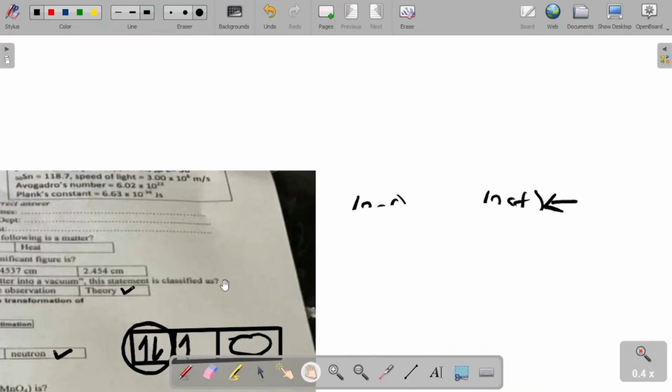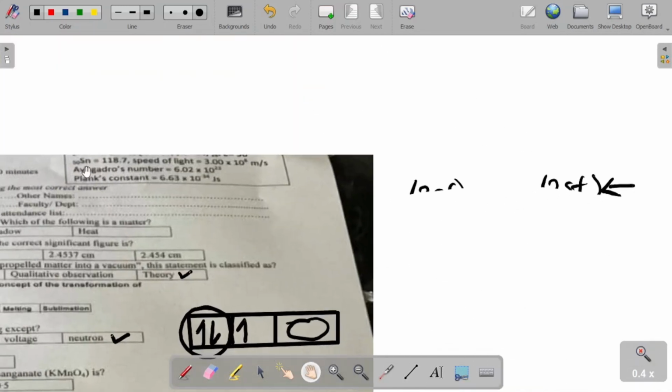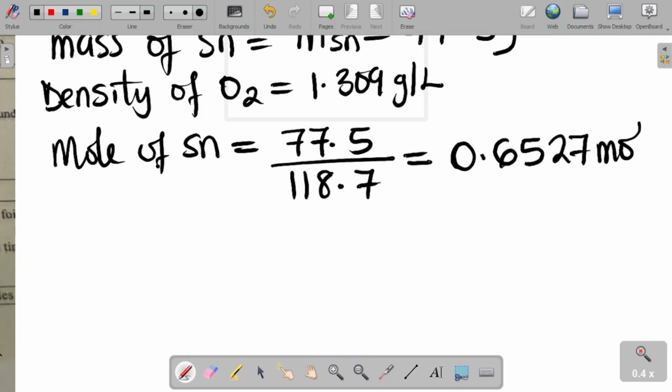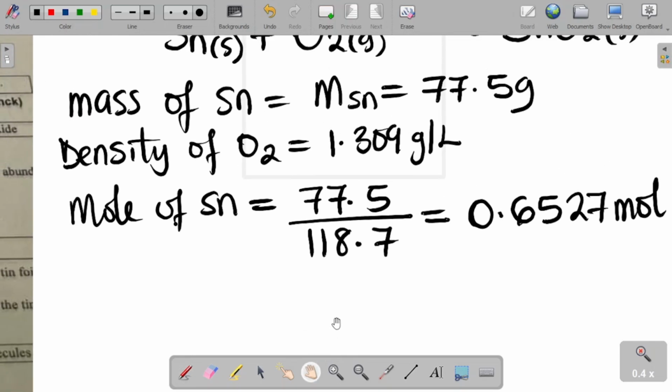The molar mass, or the atomic mass of tin, is given at the top right here: 118.7. So all over 118.7. Let's get this value. If you punch this, it will give you about 0.6527 moles. So divide the mass from the previous question, 77.5 gram, by the molar mass, or the atomic mass of tin. So that's what you have here.